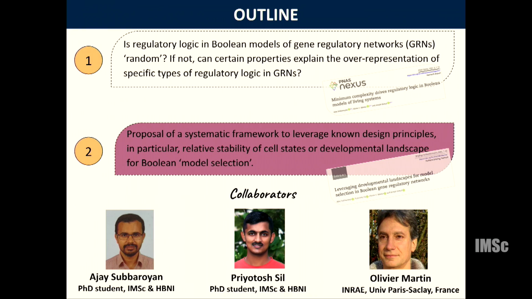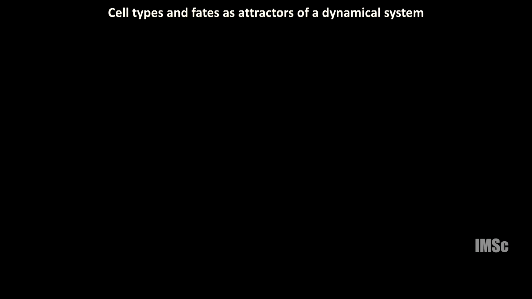Okay. So let me go on with the second story now, where we propose a systematic framework to leverage the known design principles, in particular the relative stability of cell states or the developmental landscape, for Boolean model selection. So of course, in dynamical systems theory, over the last 80 to 90 years or so, people have thought of modeling the gene regulatory network as a dynamical system, and many people have subsequently viewed the different cell fates as multi-stable states of a dynamical system.